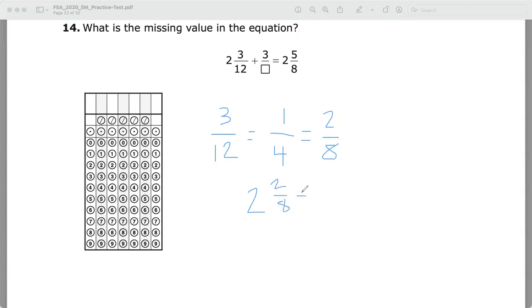Okay, so if I rewrite this, I have 2 and 2/8 plus 3 over something equals 2 and 5/8. And guess what? 2 plus 3 is 5. So this number right here has to be also 8. That wasn't so bad.